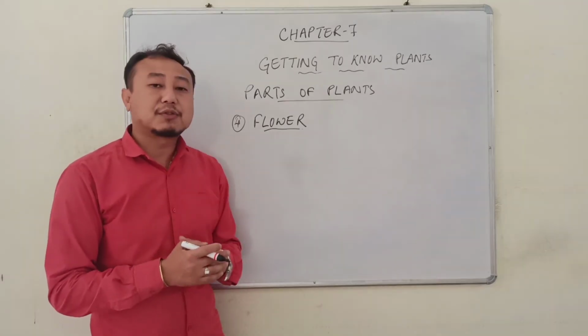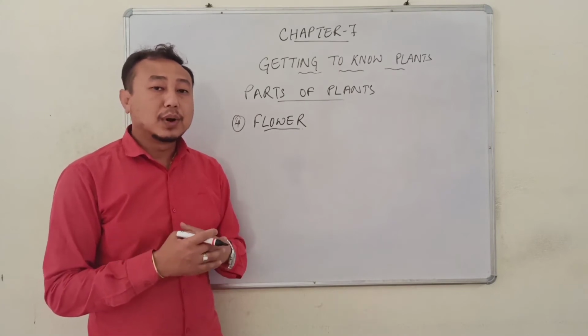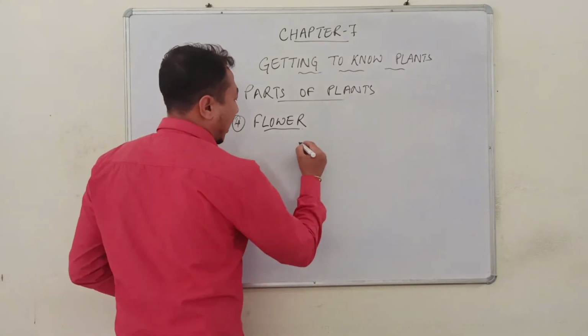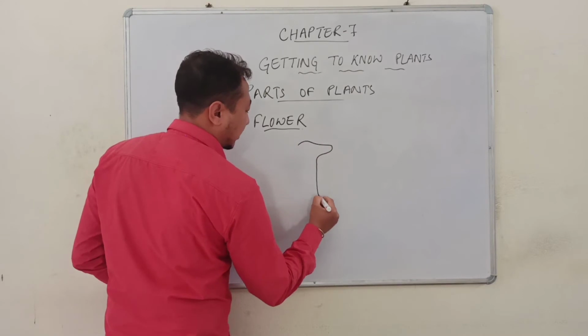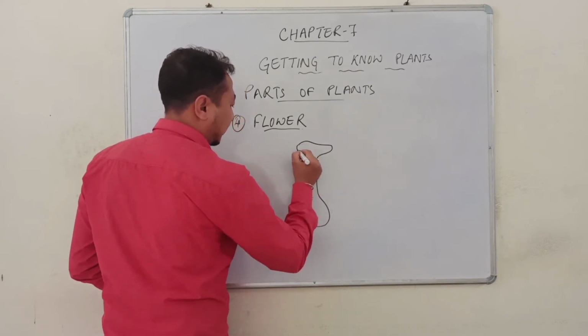Now let us study about flower in detail. When we observe the general structure of a flower, the flower contains four different parts.